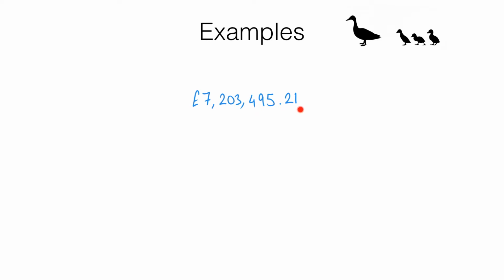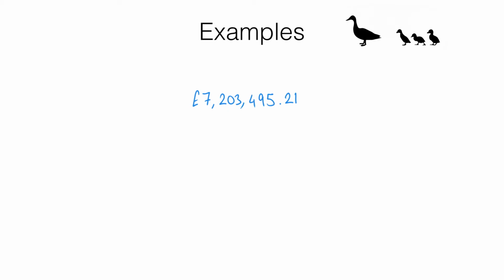£7,203,495 and 21 pence. They would probably just say, oh, I won 7 million. Or they might say, I won 7.2 million pounds. The point I'm trying to make is that often we don't care exactly what a particular number is. We just want to know roughly how big that number is, whether it's how much somebody won on the lottery or the population of a country, for example.